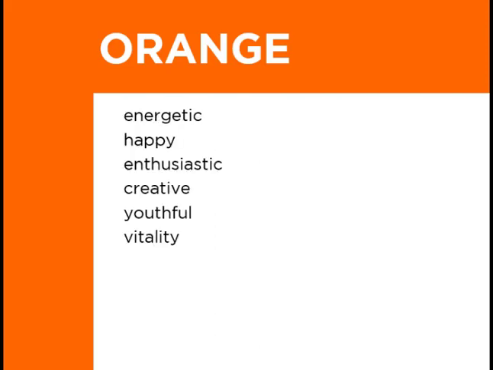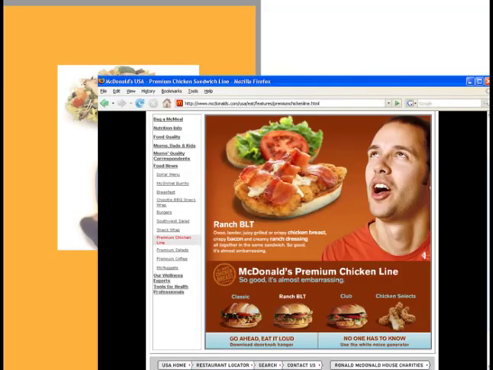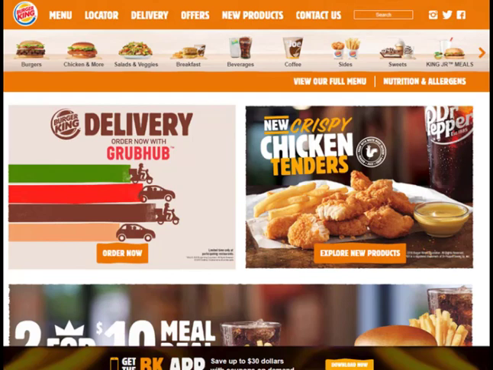Most associations are pretty positive: energetic, happy, enthusiastic, creative, youthful, vital. A few years ago, McDonald's, in a response to the documentary Super Size Me, released a line of health-conscious menu items, including a premium chicken line. They use shades of orange across marketing materials and on the website. And also that really unfortunate photo. Red and yellow are appetite-stimulating colors. Not surprisingly, orange, their little color baby, is used by a lot of fast food places like Burger King.